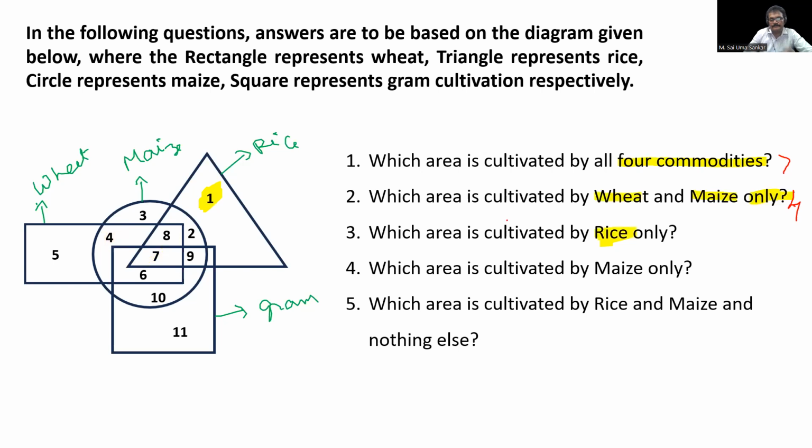What is the next question? Which area is cultivated by maize only? Maize, that is a circle. So only circle. Okay. So what is the answer? Answer is 3.